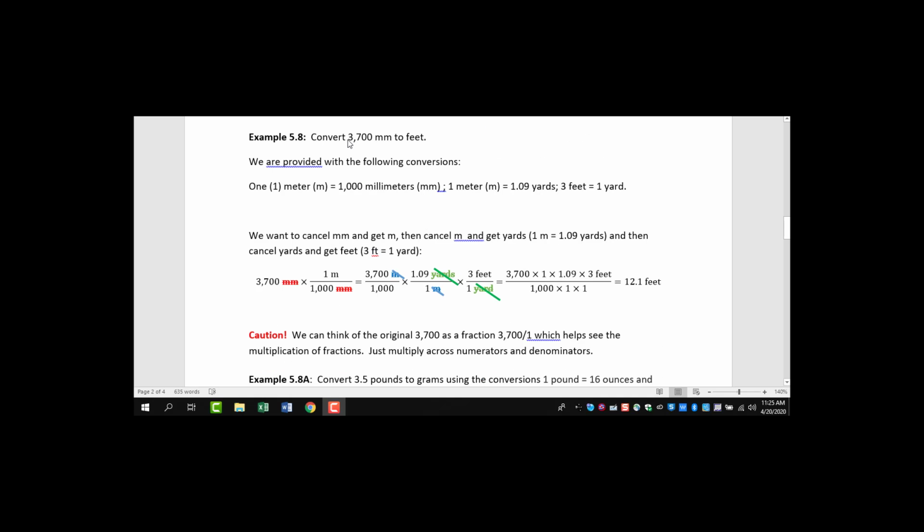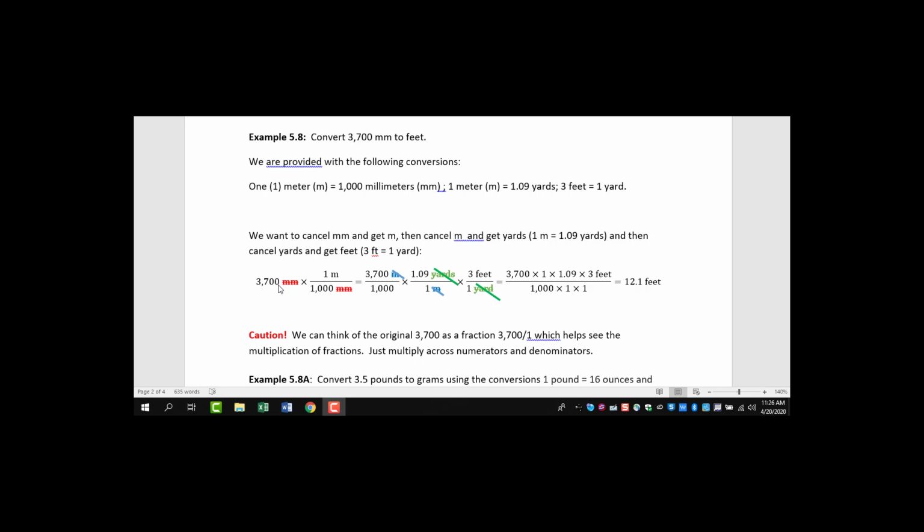So here we want to convert 3,700 millimeters to feet. Here are our conversion factors. 1 meter is 1,000 millimeters, 1 meter is 1.09 yards, and 3 feet is 1 yard. So we're going from 3,700 millimeters to feet. First, we can't go direct. The only conversion we have with millimeters is meters.